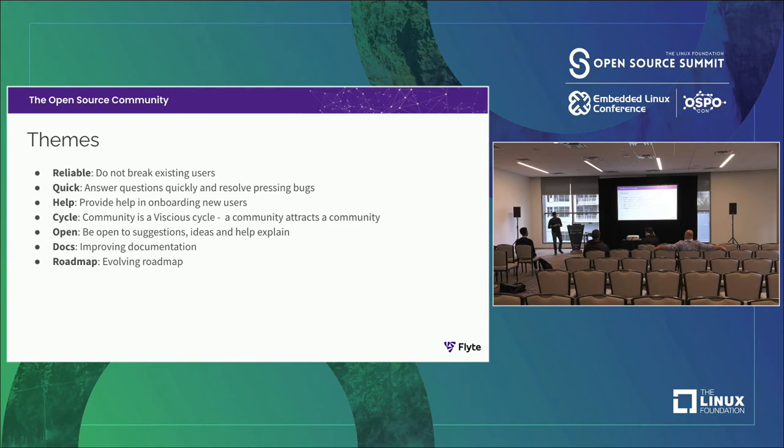Another thing that I've learned is that community is a cycle. People join a community when there are more people in the community. So how do you solve this chicken and egg problem? Some of these themes that we see over there, people say, oh, I joined the community because the community was big.